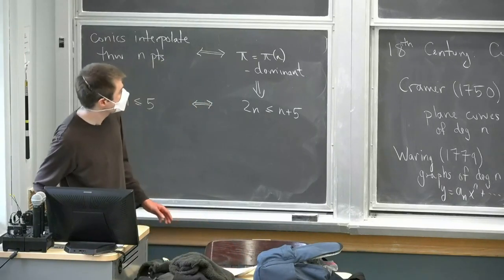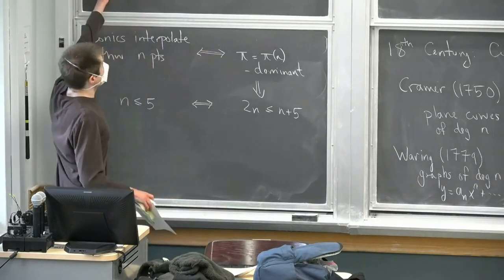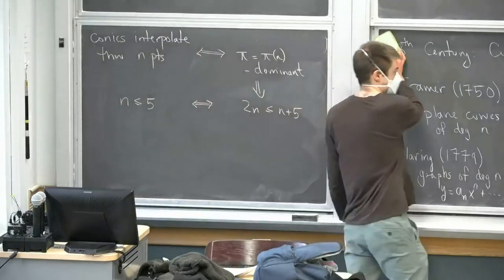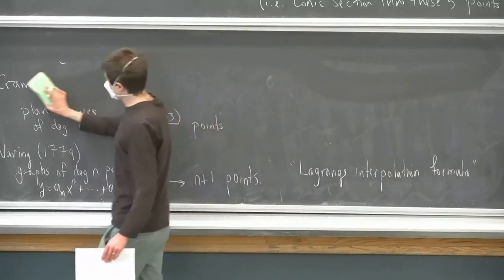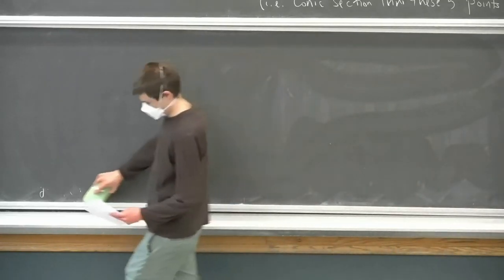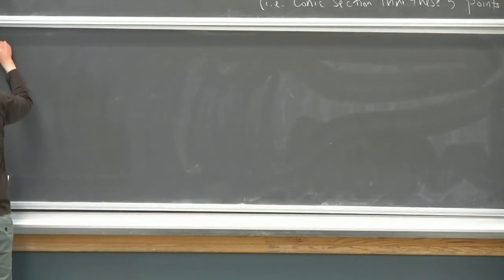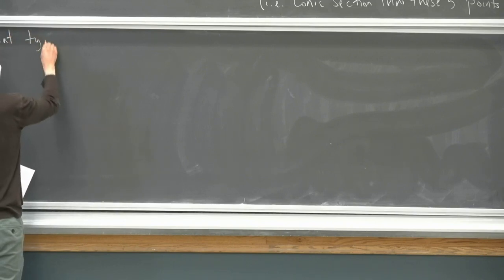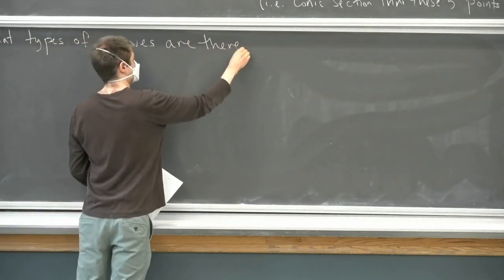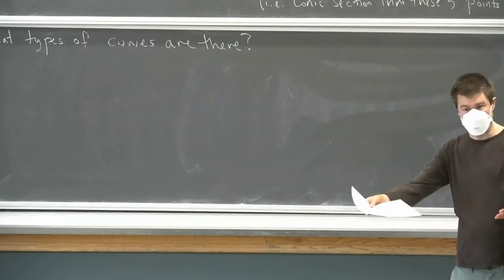So I now want to go back to our main question of when can we pass a given type of curve through a given number of general points. And to answer that question, we're going to first have to ask, what types of curves are there? So I'm going to give you a type of curve, and I'm going to ask you how many points it passes through. So the first question is, what are the different possible types of curves that I could give you to ask the question?